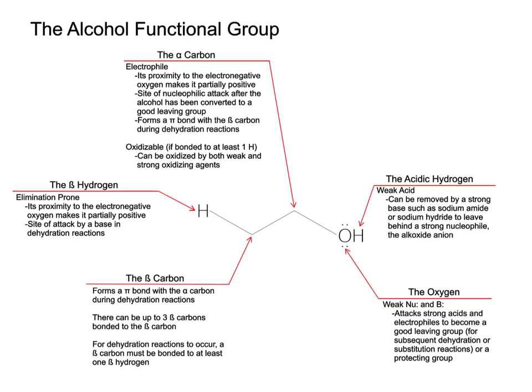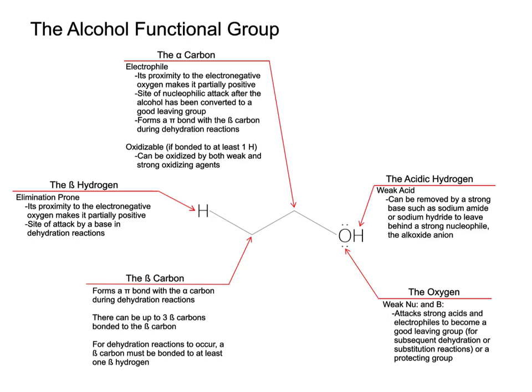We're going to start with the oxygen, and notice that you have two lone pairs on the oxygen. Typically, if you have lone pairs on something, that is going to signify that it is at least a weak nucleophile and a weak base. OH is considered to be a bad leaving group because it's too basic. However, because it is a nucleophile and a base, the oxygen can attack strong acids and electrophiles to transform itself into a good leaving group for subsequent dehydration or substitution reactions, or it can get turned into a protecting group, which we won't cover in this video.